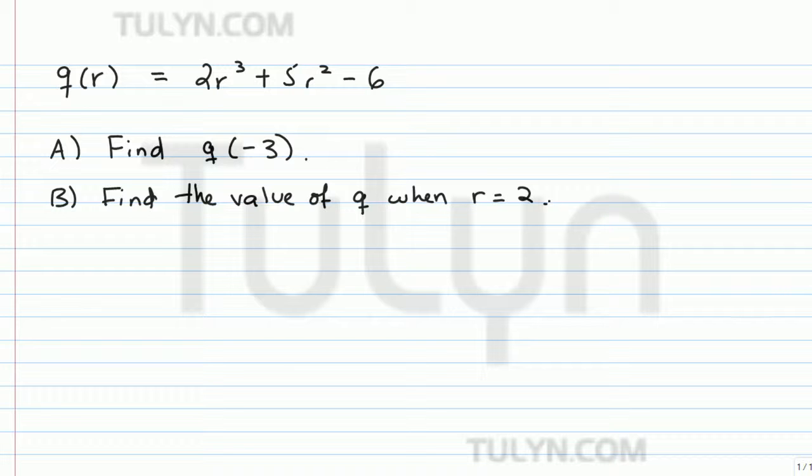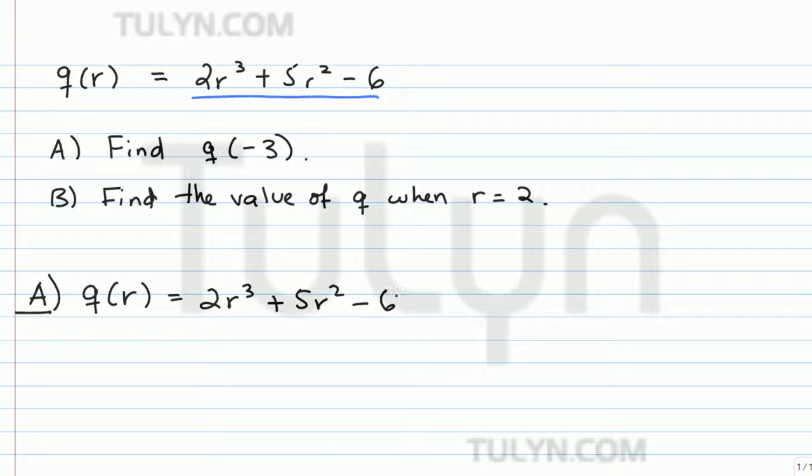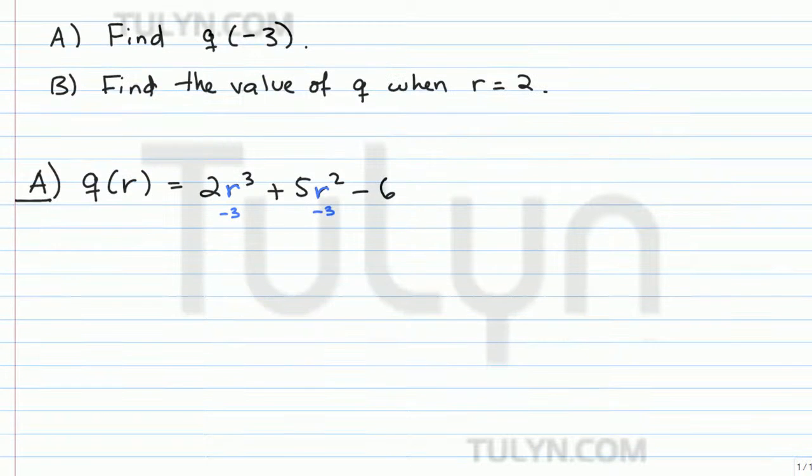And for these two processes, you do different things. So let's do a first. Note that q of -3 doesn't mean q of r times -3. What this notation means is that for every r you see in this equation right here, you replace it with -3. So since q of r is equal to 2r cubed plus 5r squared minus 6, for every single r you see, these two right here, you want to replace it with -3. So let's do that.